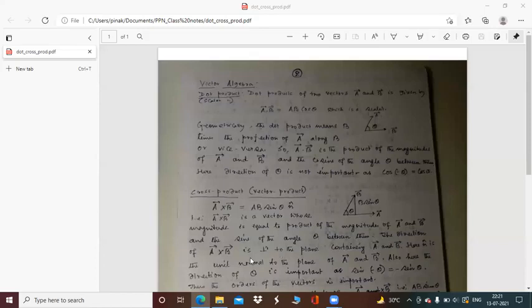The direction of a bar cross b bar is perpendicular to the plane containing a bar and b bar, and this direction is actually given by n cap, this unit vector. Here n cap is the unit normal to the plane of a bar and b bar. Also, here the direction of theta is important, as sine of minus theta is equal to minus sine theta. That means the order of the vectors is important here.